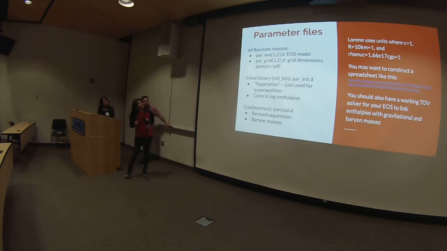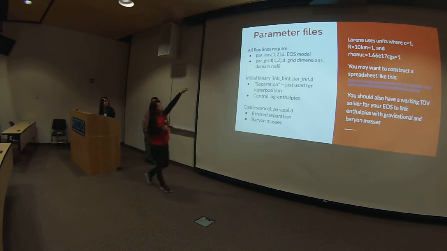So, what are the parameter files that are required? To run Lorene, you need to run 3 executables. The first one is init bin. For init bin, you need the par EOS file, which gives the equation of state model, and the par grid file, which gives the grid dimensions and domain radii.